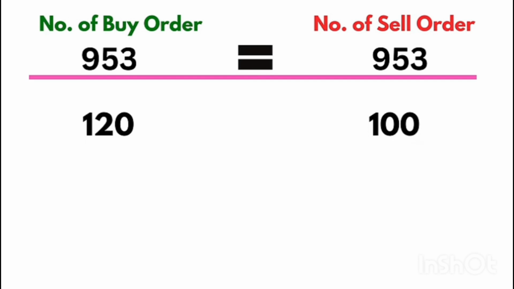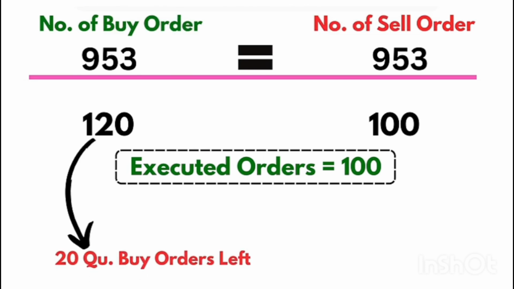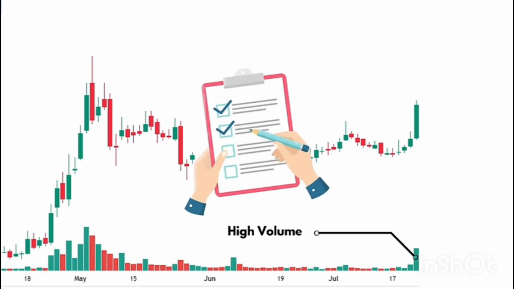For example, if there are buy orders for 120 shares but only sell orders for 100 shares, then only 100 shares can actually be traded. The remaining 20 buy orders stay pending. So, the total executed volume for that day is 100 shares. Whenever you notice unusually high volume on a chart, it means a large number of buyers and sellers participated during that period. However, we don't take trades based only on high volume. We'll use several confirmations before entering a trade, which can significantly improve the probability of success.